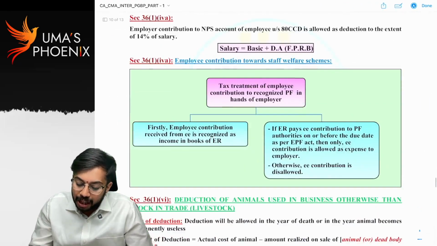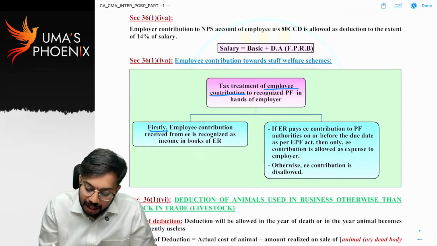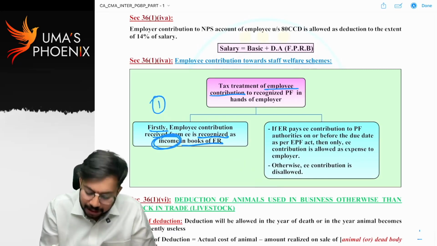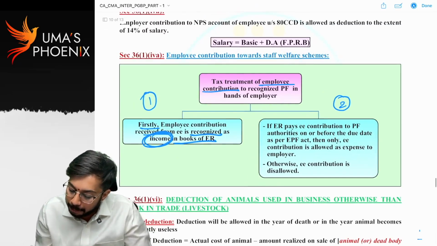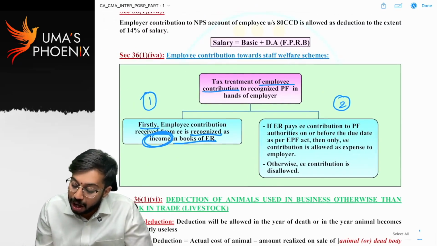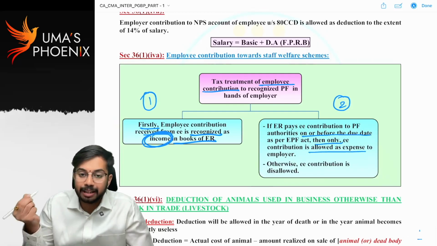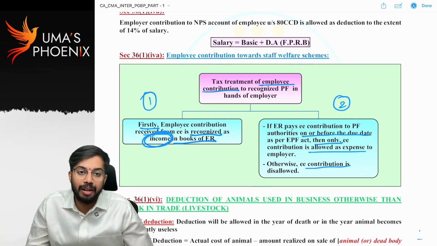So what is the tax treatment for employee contribution? Tax treatment of employee contribution. Firstly, employee contribution received from the employee is recognized as income in the books of the employer. This is the first step. Then the second step: if the employer pays the employee contribution to the PF authorities on or before the due date, then only is the employee contribution allowed as expenditure. Otherwise, the employee contribution is disallowed. Are you able to understand? I hope I have given good clarity on this concept.